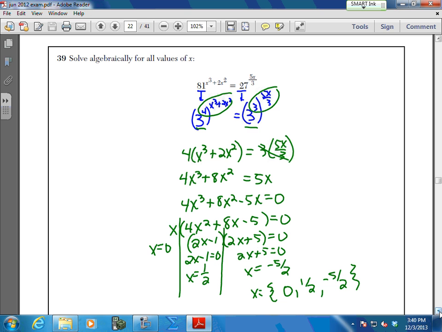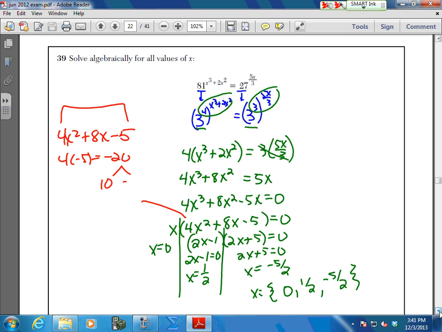If you struggle with this factoring, pull this off to the side. Do the A times C method. It really works well. 4 times a negative 5 is going to give you negative 20. I want factors of negative 20 that are going to add up to 8. If you have to start going 2 and 10, blah, blah, blah, you'll figure that out. So we know that we have 2 times 10. And we want it to be positive 8. So a 10 times a negative 2. That multiplies to negative 20 and adds up to positive 8.